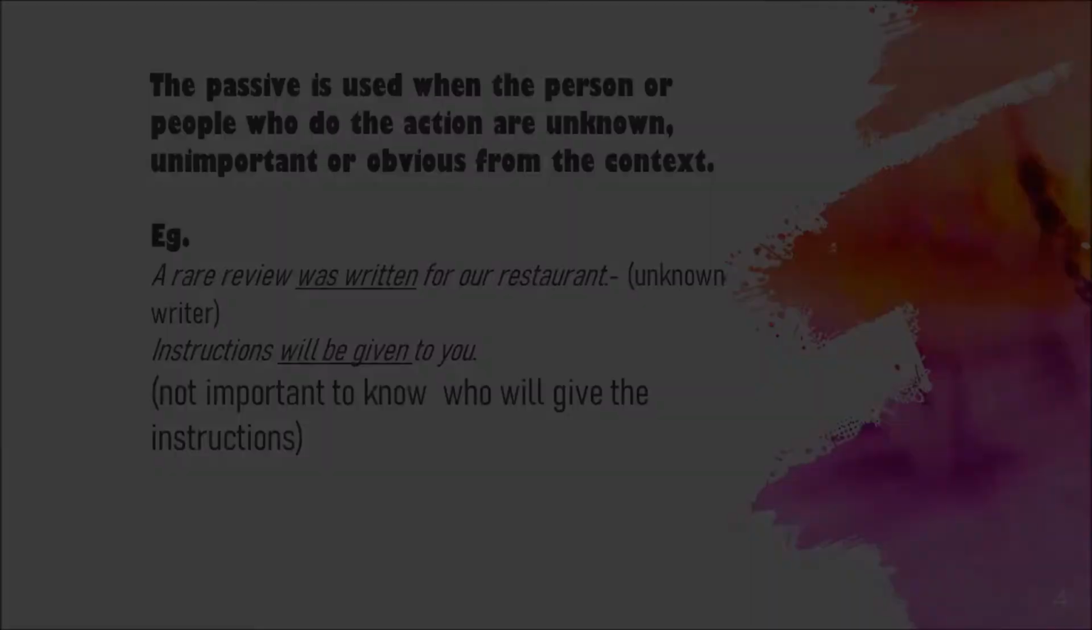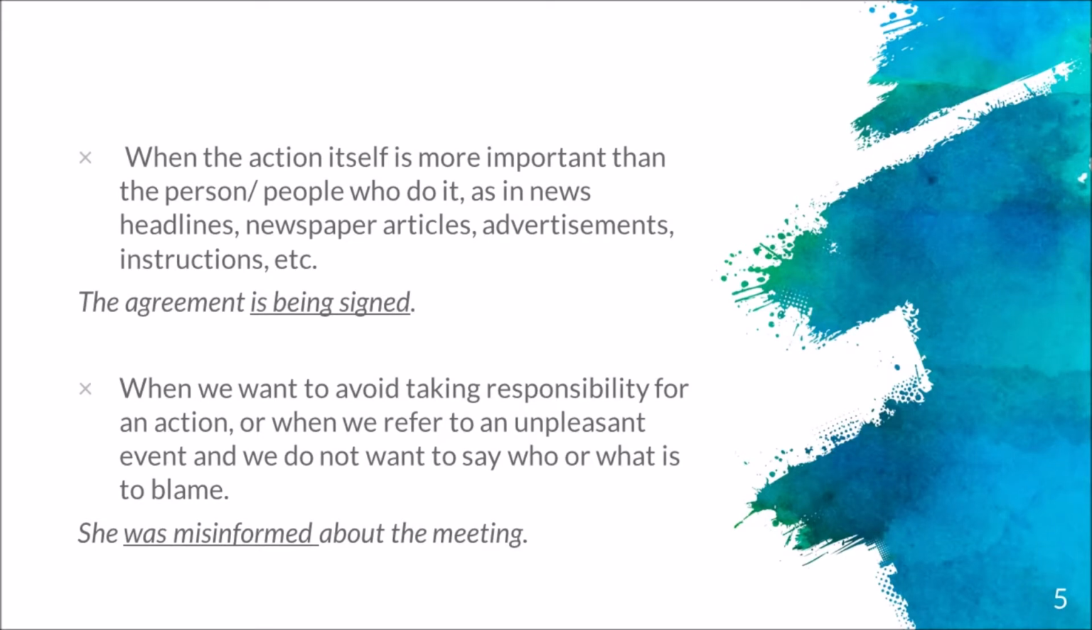We also use the passive when the action itself is more important than the person or the people who do it, as in newspaper headlines and newspaper articles and advertisements, instructions, etc. We have an example here. The agreement is being signed. Here it's important to note that the agreement is being signed and not who signed the agreement.